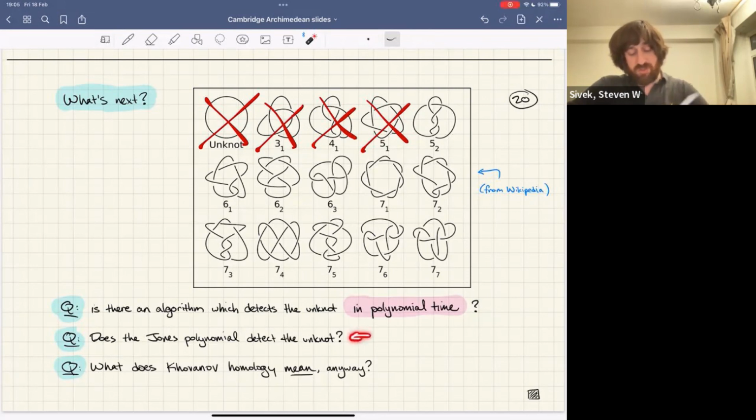Does the Jones polynomial detect the unknot? We still don't know that. And finally, this combinatorial invariant that can actually positively identify some of these knots, what does it really mean? And this is wide open. I would love to hear an answer from anybody if anyone has any ideas. Anyway, that's all I wanted to say.